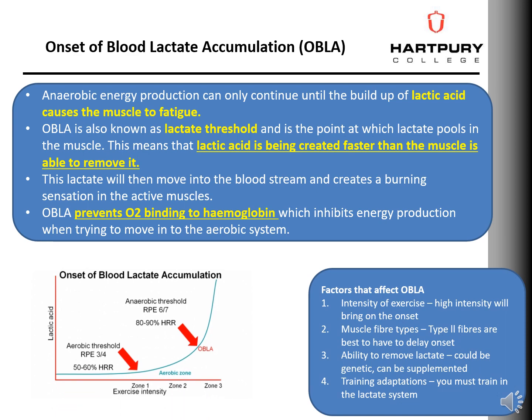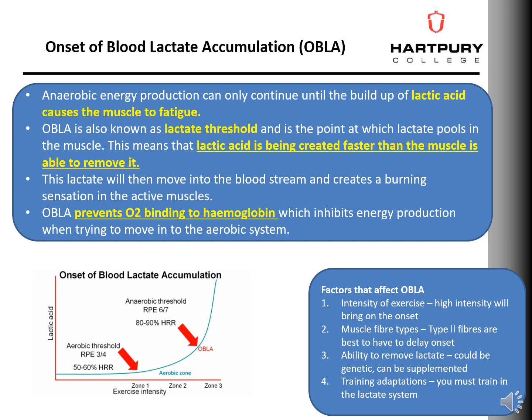OBLA then, onset of blood lactate accumulation. So the anaerobic energy production can only continue until the buildup of lactic acid causes the muscle to fatigue. So otherwise known as the lactate threshold, you might have called it. At this point, this is where the lactate pools in the muscle. So essentially it means that the lactic acid is being created faster than we can remove it. Okay, faster than the muscle can remove it. The lactate will then move into the bloodstream, creating that burning sensation in the active muscle, so causing potentially cramp.